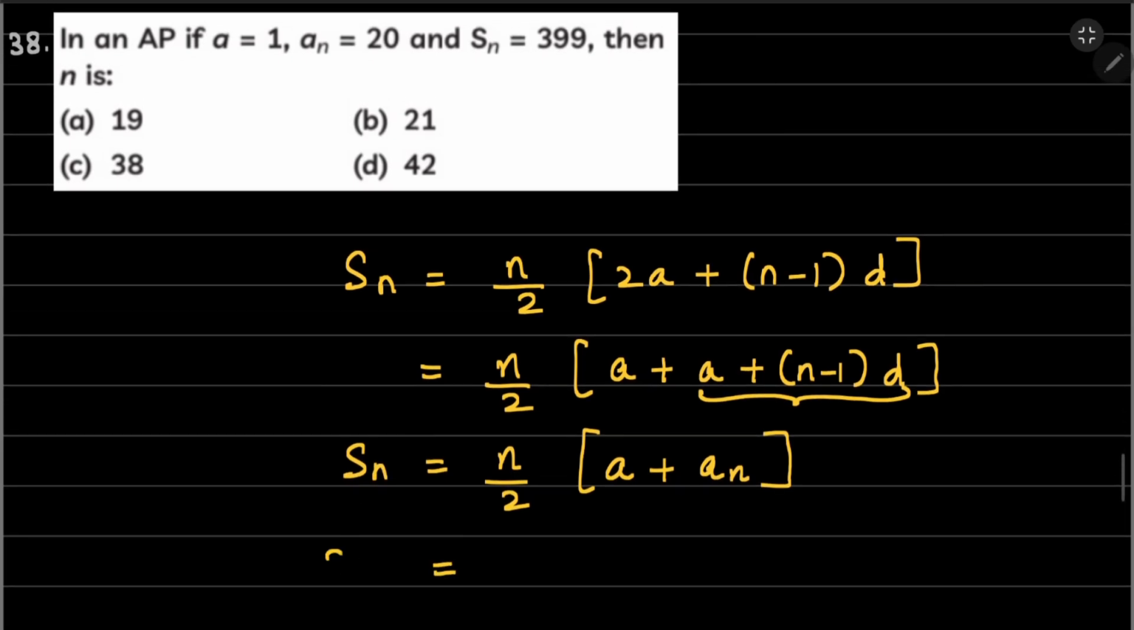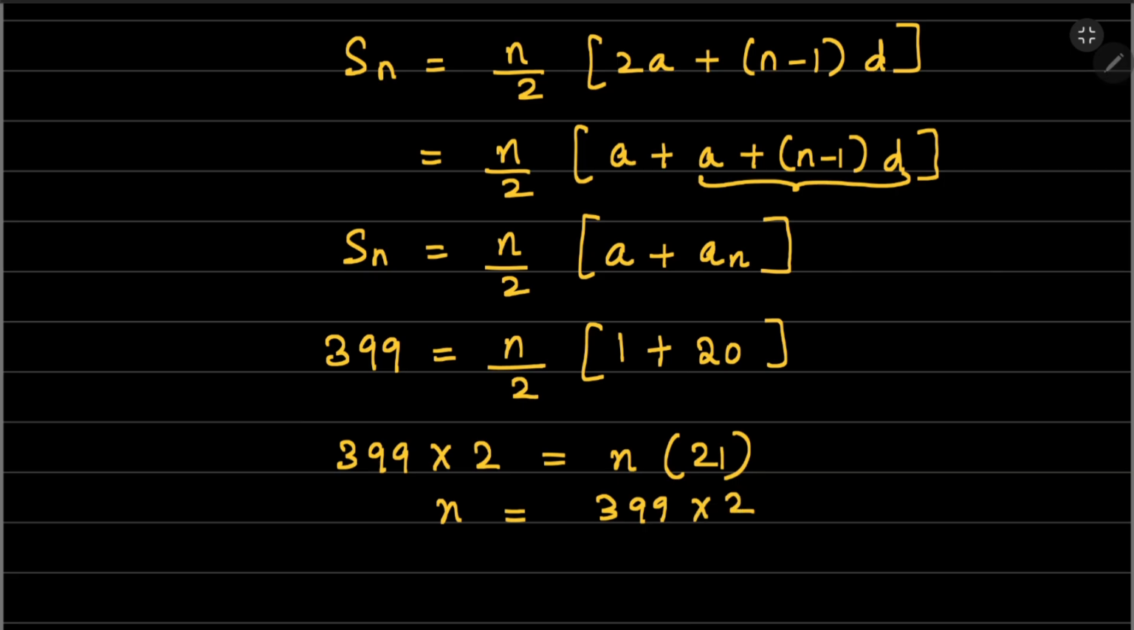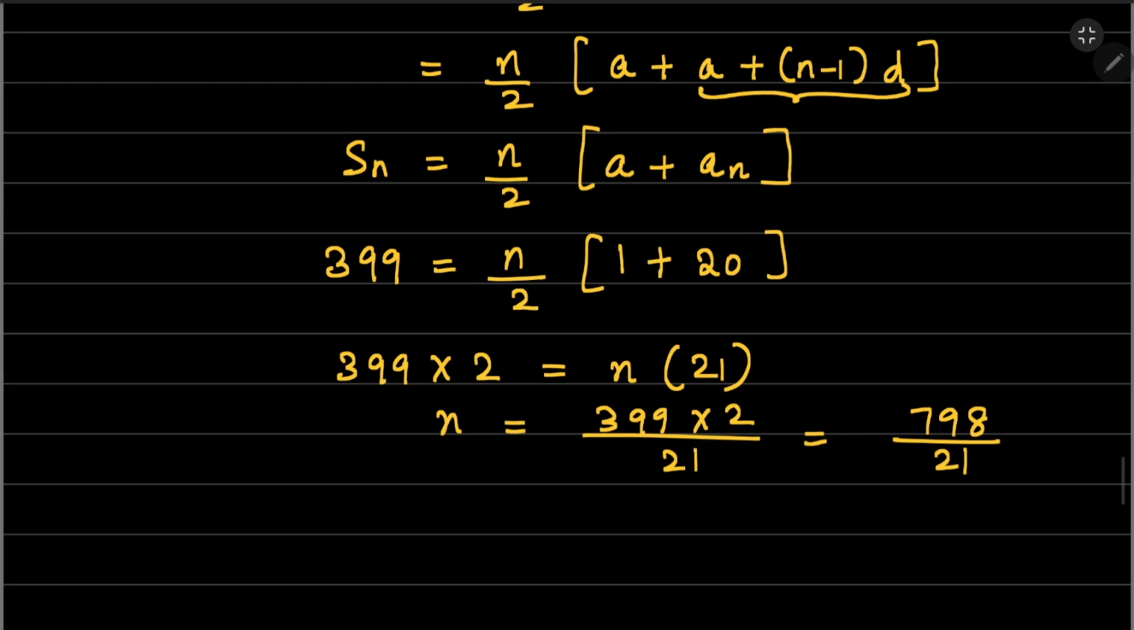So you're given Sn as 399 is equal to n by 2. N we have to calculate. What is your A? A is 1 plus. What is your A n? Nth term? It's 20. So cross multiply. So you have got 399 multiplied by 2 is equal to n into 21. So n is equal to 399 multiplied by 2 divided by 21. So what is 399 into 2? It is 798 divided by 21.